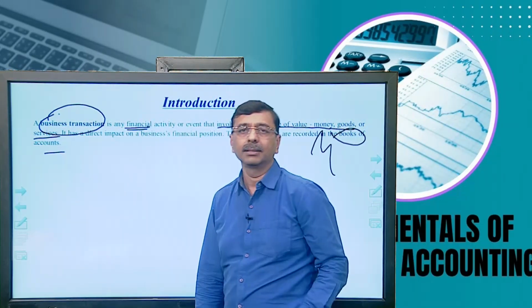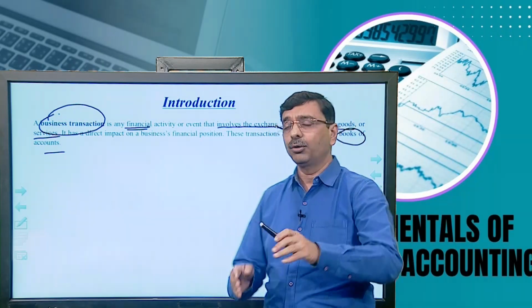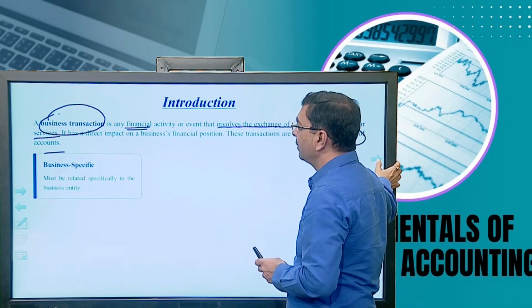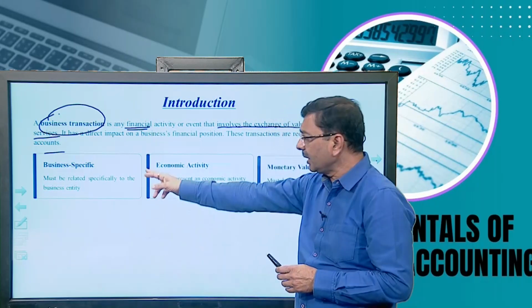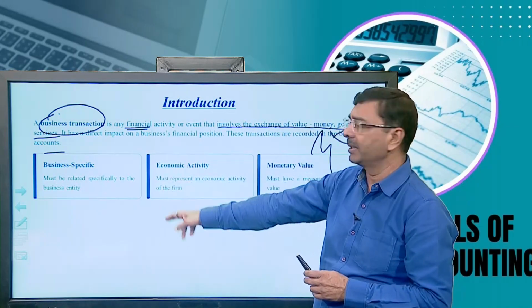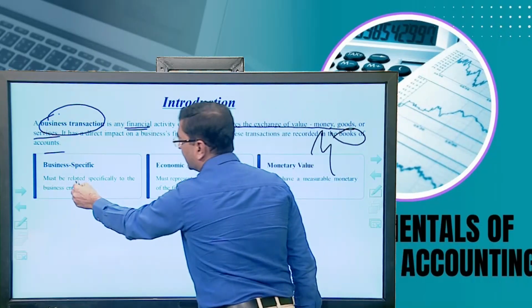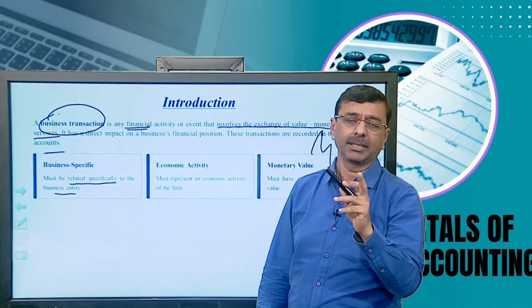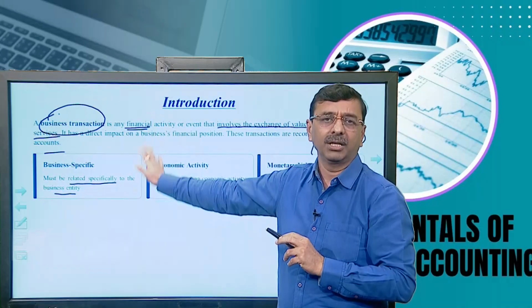All transactions are necessary to record in the books of accounts, but they are recorded where there is a certain understanding. So how will the business transactions be recorded in the books of accounts? Here, one is business specific. As mentioned here, it is specifically related to the business entity. So any transaction which is related to the business entity is to be recorded in the books of accounts.